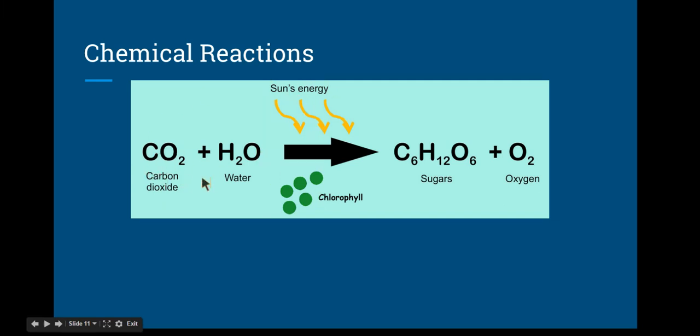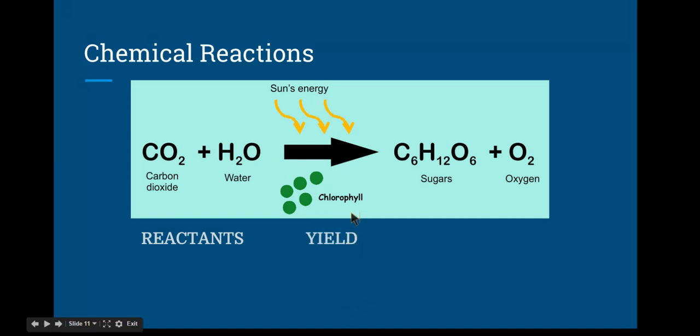So the things that go into a reaction, we call those reactants. So in this case, carbon dioxide, water, and the sun's energy are your reactants for photosynthesis. This symbol right here, this arrow, has a special name. It's known as the yields. Should be an S on that.